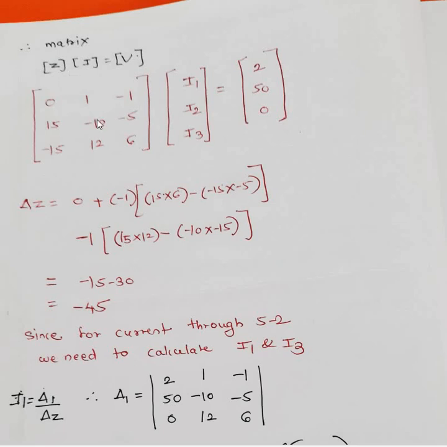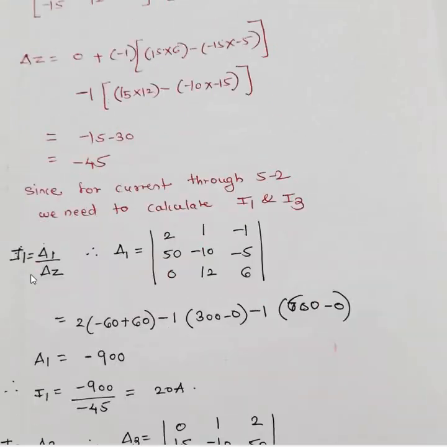Now first of all let us calculate delta. So 0 into bracket minus 10 into 6 minus minus 5 into 12, minus 1 middle column, plus minus like that, alternately the sign changes you have to do. So 1, and then here we can take clockwise. This is minus 1 clockwise, 15 into 6 minus minus 15 into minus 5. This is the second term, and then the third term is no sign change, minus 1 into bracket 15 into 12 minus 15 into minus 10. So if we simplify this, this is coming out to be minus 45.